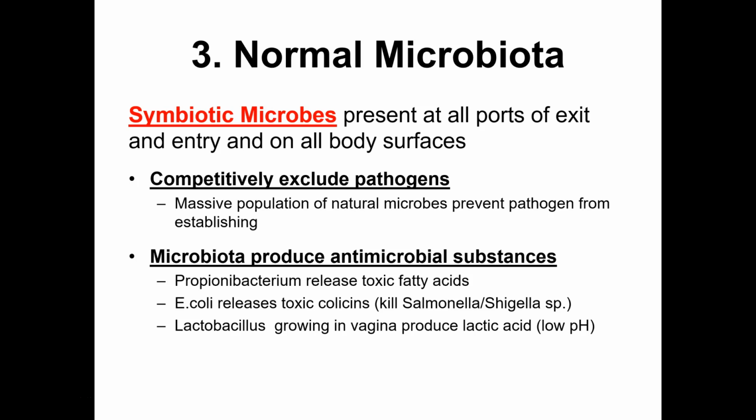Colicins are compounds that will attack and kill close genetic relatives of E. coli. It kills its cousins. So we talked about all those enterics, the coliforms, like Shigella, Salmonella, Klebsiella, Proteus species. Colicins would kill them. So if you ever have a Salmonella infection, your E. coli population is helping you out and combating it.